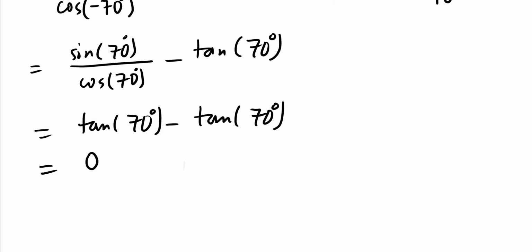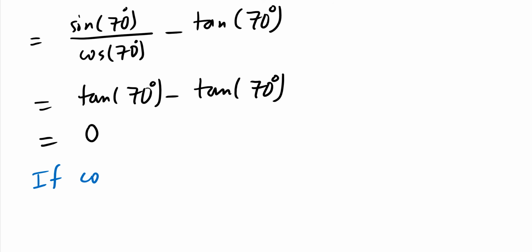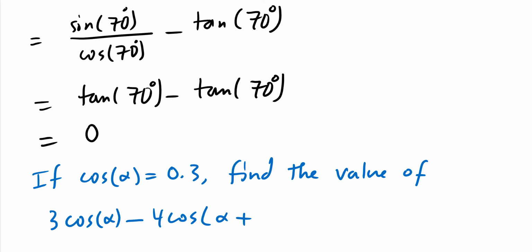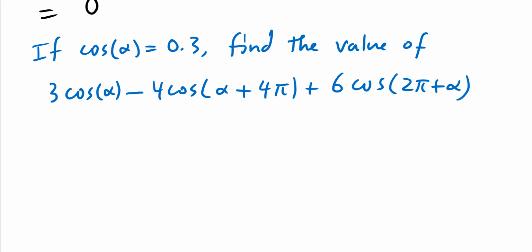Other applications: let's say cosine alpha is 0.3. Find the value of 3 cosine alpha minus 4 cosine alpha plus 4 pi plus 6 cosine 2 pi plus alpha. This might look difficult, but if you look at these numbers, 4 pi, 2 pi, before we substitute anything in, let's simplify.